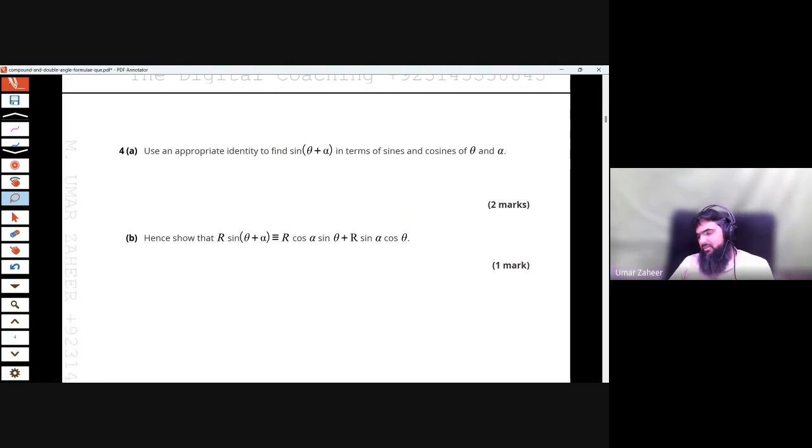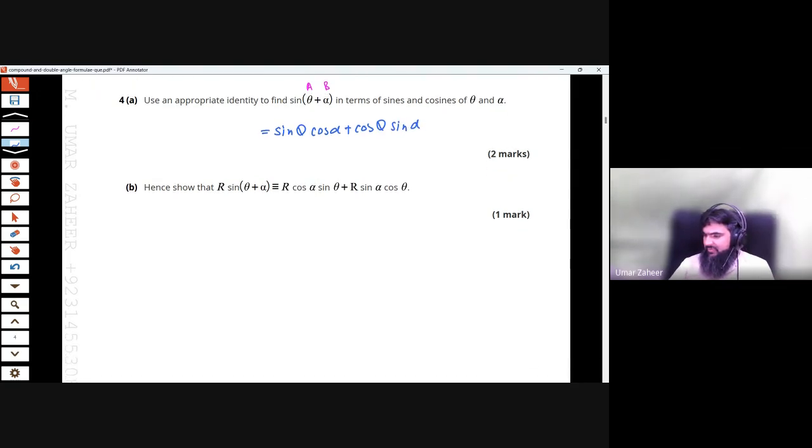Okay, use an appropriate identity to expand sine of theta plus alpha in terms of sine and cosine of theta and alpha. Okay, just the same formula. We have to write in this formula. This is A and this is B. So that will be equal to sine of A, meaning sine theta, cos of B, meaning cos alpha, plus cos of A, meaning cos theta, sine of B, meaning sine alpha. R is equal to sine theta. Okay, R is just multiplying outside, so when you open it, it will be multiplied inside the bracket as well.